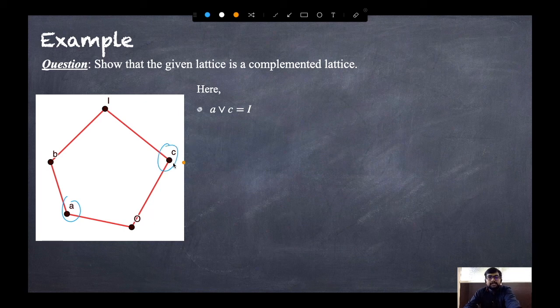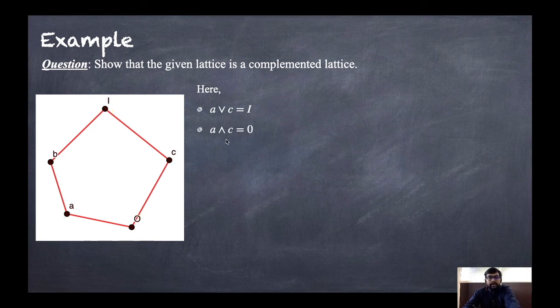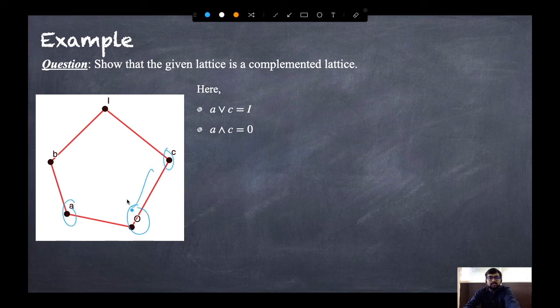Now you can see that this O is the lowest one and this is the highest one of the given graph. Okay, now A or C. That means the least upper bound of A and C. So that is I, because this is the least upper bound. Next, A and C: this is A and this is C. Now the greatest lower bound, so that is O or 0.